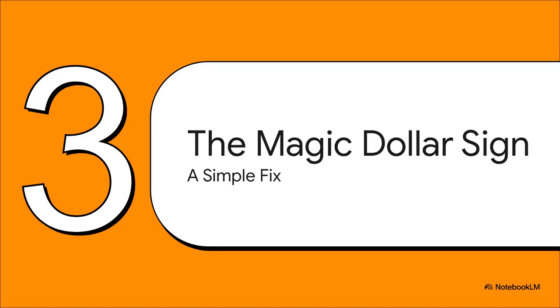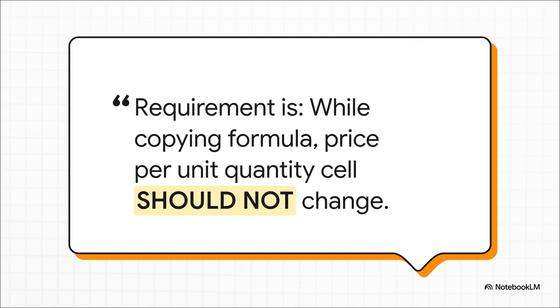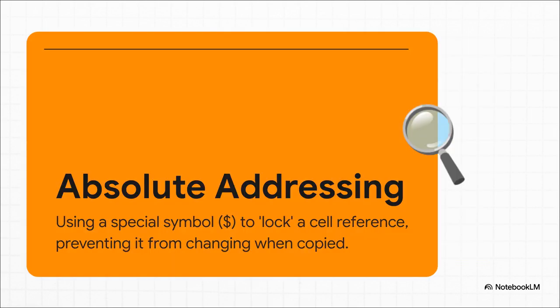So the question is, how do we tell this spreadsheet, hey, be smart, but not that smart? How do we lock that price reference in place so it doesn't move? Well, my friends, enter the solution, the magic dollar sign. Our source material actually frames this problem perfectly. It says, the requirement is that a cell should be referred constantly without changing while performing copying. And that's exactly it. We need to tell the spreadsheet to keep looking in that one same spot for the price, no matter what.